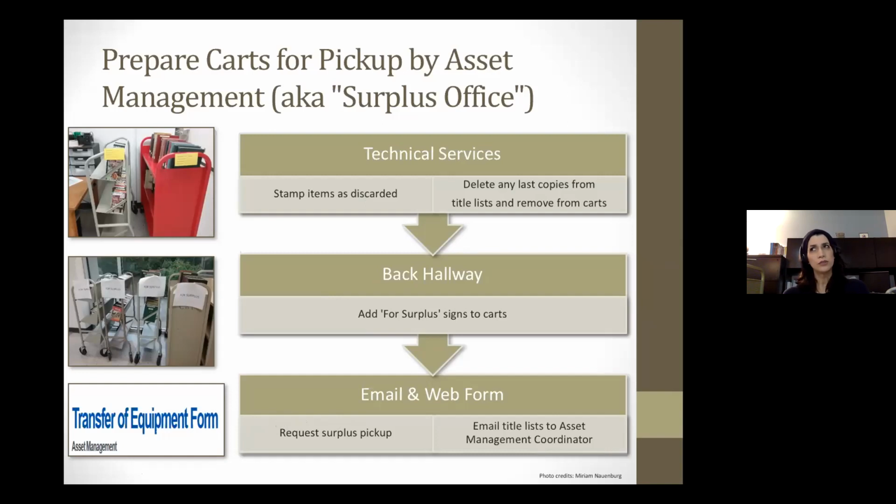And we usually do no more than 5 carts per pickup. So we could have 4 or 5 title lists, and those are emailed to our contact in the asset management office. And that's the end of the process. The carts take a few days for the asset management staff to come and pick them up. And then once they're picked up, the process starts over.